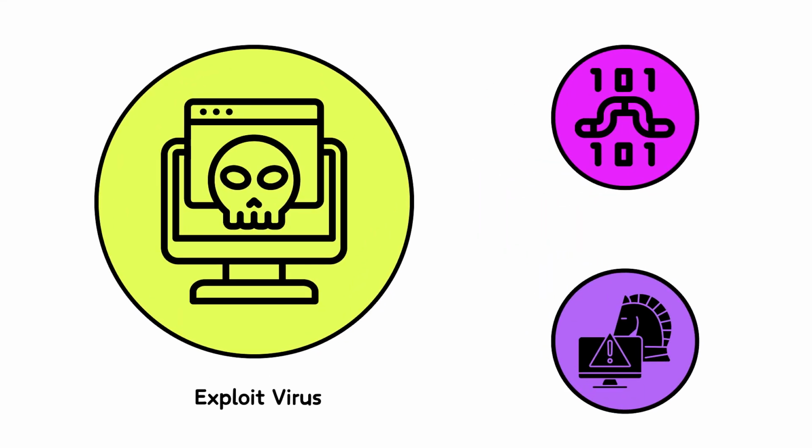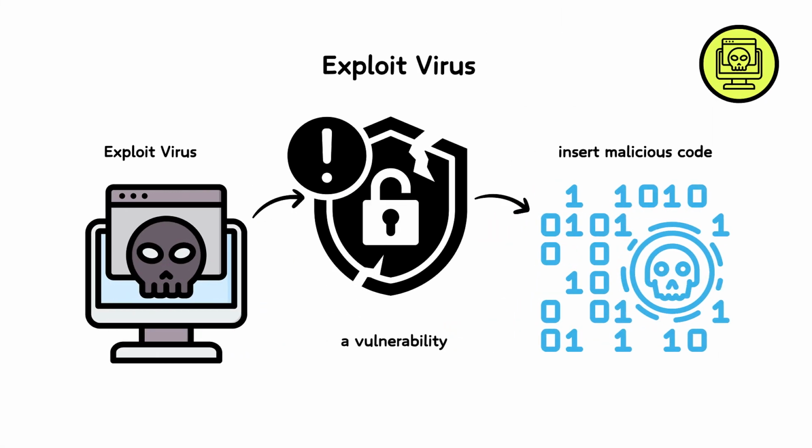Exploit virus. An exploit virus takes advantage of weaknesses in software or an operating system to carry out malicious activities. These vulnerabilities are like unlocked doors to your digital house. Once an exploit virus finds a vulnerability, it uses this gap to insert malicious code, allowing attackers to steal data, gain control of the system, or even recruit the computer into a botnet for large-scale attacks like distributing spam or executing denial-of-service attacks.